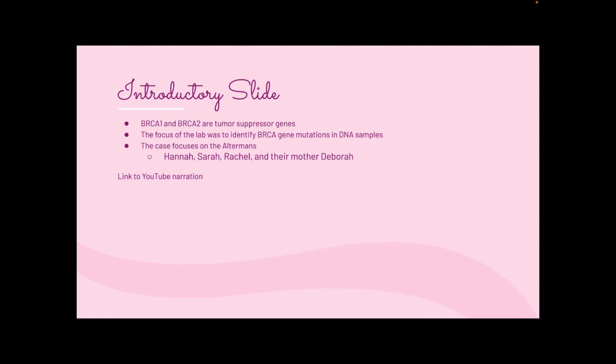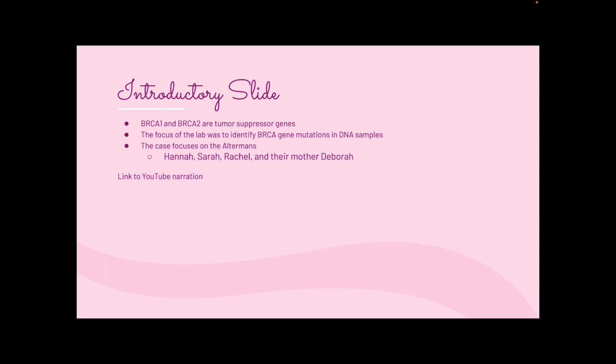The objective of the lab was to identify BRCA gene mutations in DNA samples from our patients. This was done using gel electrophoresis, and from the gel, we were able to determine which patient carried mutations associated with an increased risk for breast cancer.